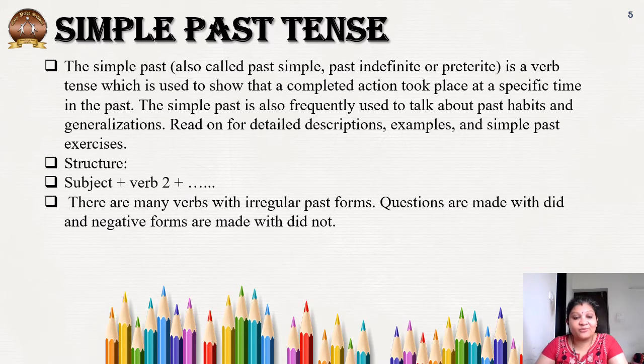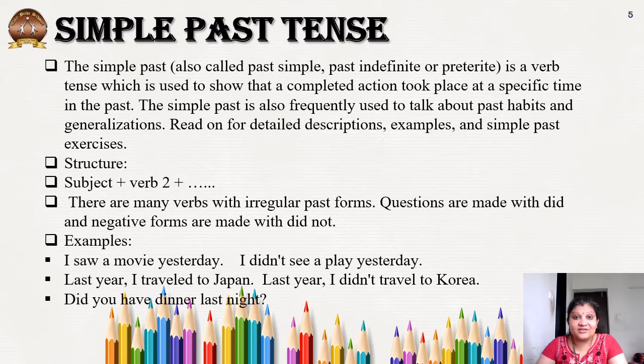Subject plus verb, the second form of the verb, that is the structure of the simple past tense. Subject plus V2. The second form of the verb is used in simple past tense. Now many of these verbs are in irregular forms and many in regular forms. So questions are made with did and negative forms are made with did not. Why? Because did is the helping verb that helps you express the simple past tense.